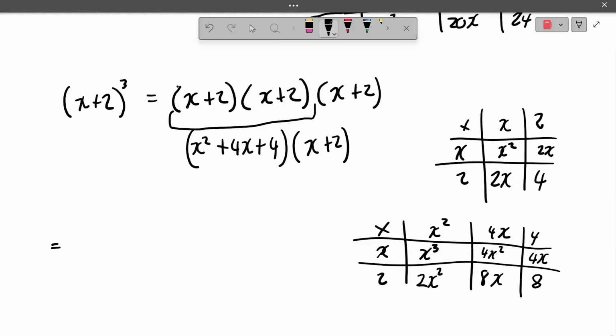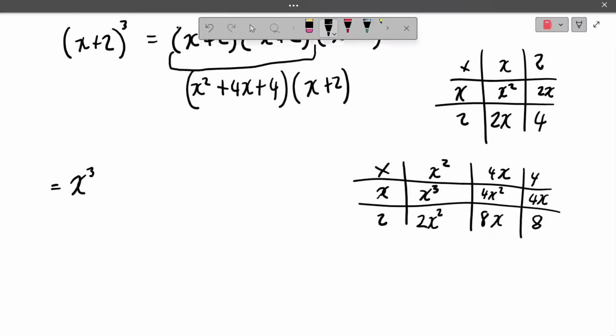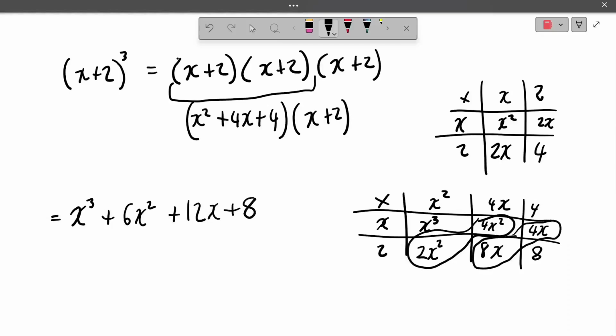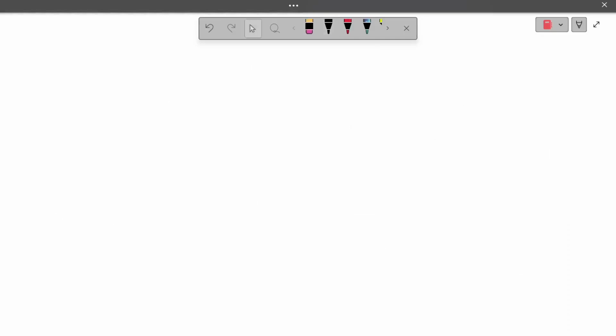We then collect our terms. So we have x cubed on its own. Then we have a group here, which is plus 6x squared. Then you have another group over here, which gets you plus 12x, and then you have plus 8. So this x plus 2 in brackets cubed expands out to be like that.